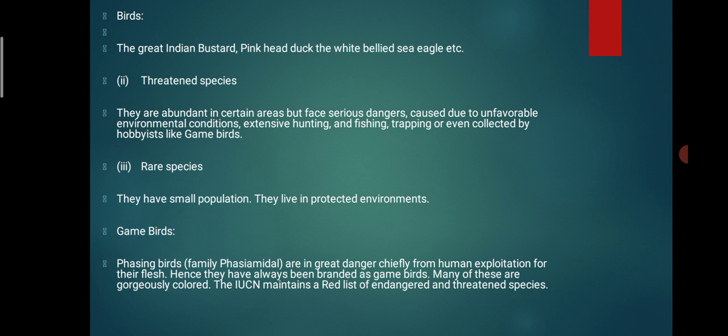Then threatened species. A threatened species is one abundant in certain areas that faces serious danger because of unfavorable environmental conditions, extensive hunting, fishing, and trapping, collectively by hobbyists or for game birds. Rare species have a very small population and live in protected areas, like game birds.